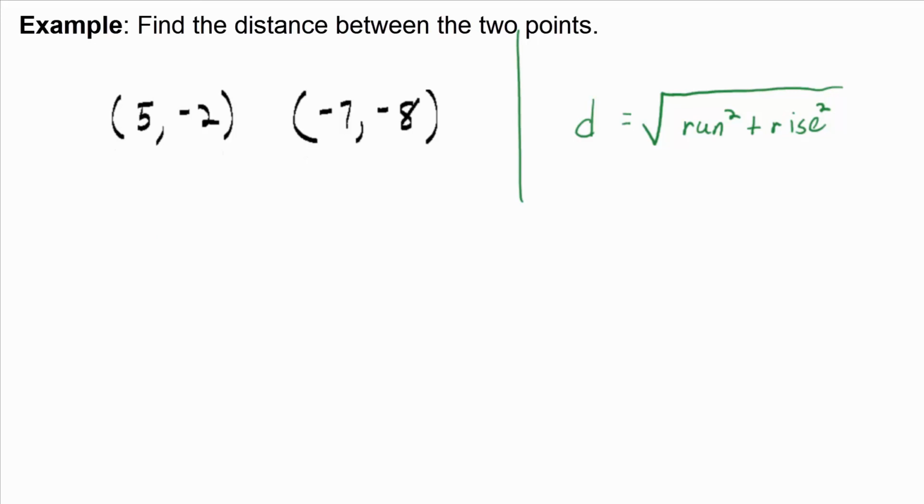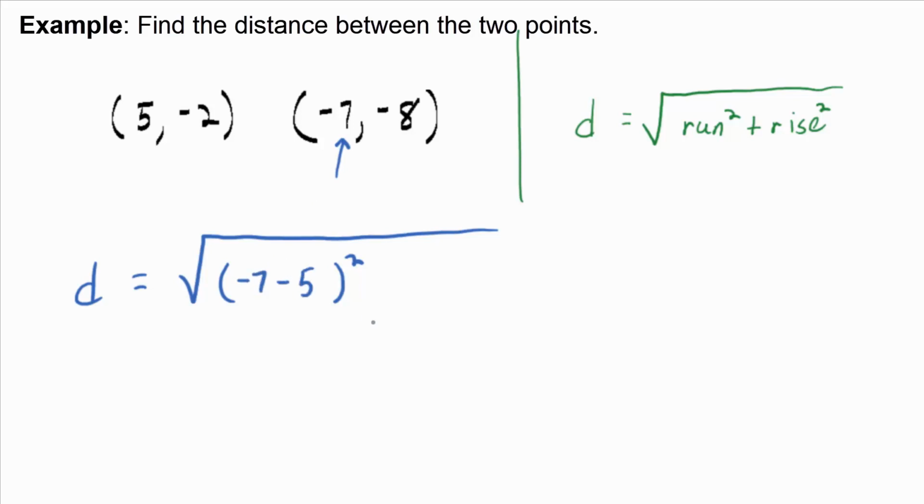Okay, so we want to find the distance between the 2 points. d is going to be equal to the square root of, okay, what's the run going to be? Just don't actually compute it. Let's just write down the arithmetic. It's going to be the run squared. Okay, what is the run? There's two ways you can think of it. Okay, so I'll think of it that way too. -7 minus 5. Isn't that the run? And then you square that underneath the radical?